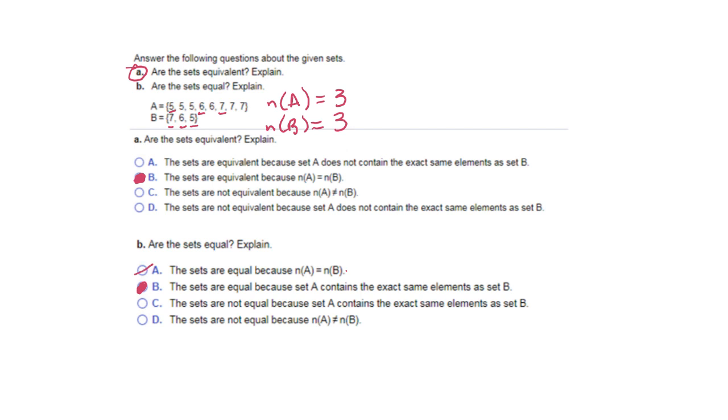And then the third one says the sets are not equal because set A contains the exact same elements as set B, and that does not make sense. And the last one, the sets are not equal because the cardinalities are not equal. And again, the cardinalities have nothing to do with equal. All right, so through process of elimination, the answer is B.